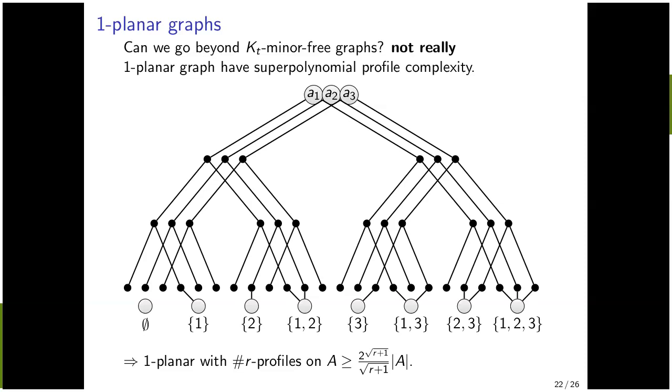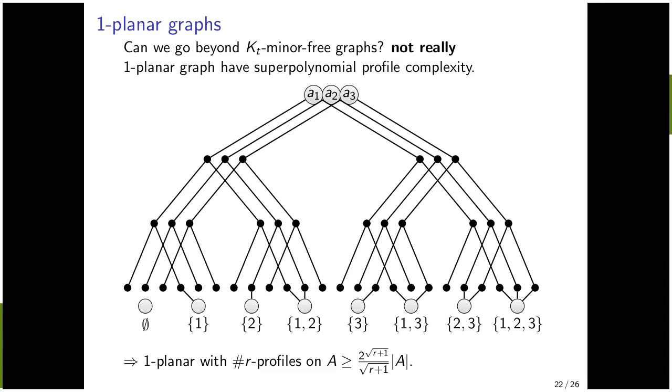Okay, so what is the construction? We start with square root r vertices, a_1, a_2, up to a_sqrt(r). This is our set A. And on every one of these vertices, we root a complete binary tree of depth square root r. And we can draw them like this. And for every leaf, we then subdivide the edges square root r times. So this will give distance r.